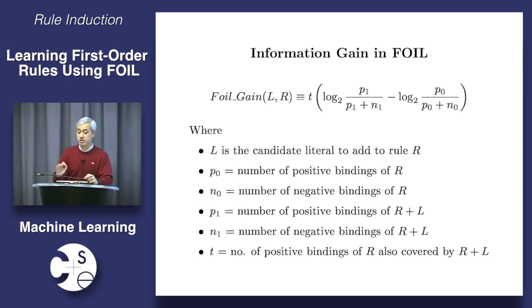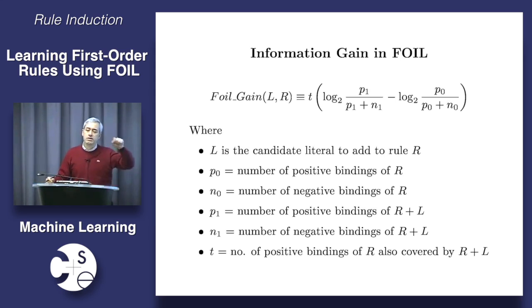It's a very simple idea. One of the things that Quinlan is very good at is coming up with simple heuristics that do the job, and this is a very nice example of that. He's just going to make a very minimal change to what this part here of the heuristic means. And that changes the following: this T here is going to be the number of positive bindings of the original rule that are also covered by the new rule. This is going to disallow cheating by multiplying the number of examples by having new bindings.